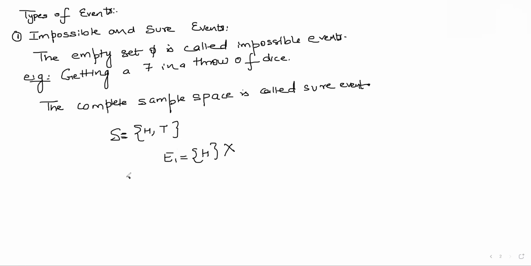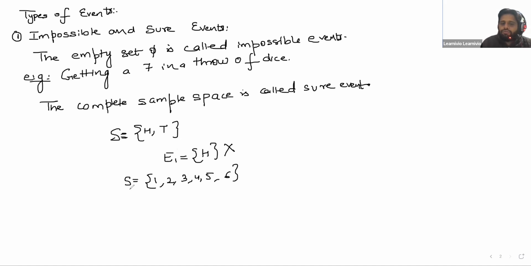Now, similarly, if we throw a dice, then what is the sample space? 1, 2, 3, 4, 5, 6. So this complete sample space is a sure event, because you will get any of these numbers. That's why it is a sure event.